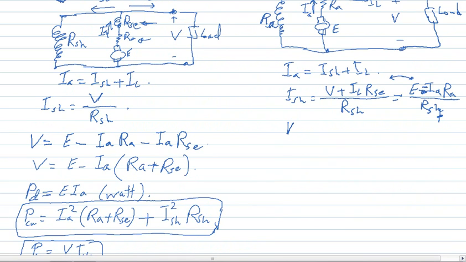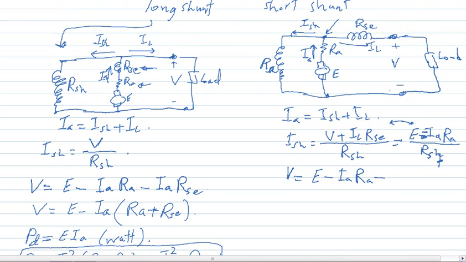The voltage here, terminal voltage, is equal to the same thing. It is E minus IA RA minus the voltage drop on the series field resistance, which is I series, I load, R series. This is the voltage equation.